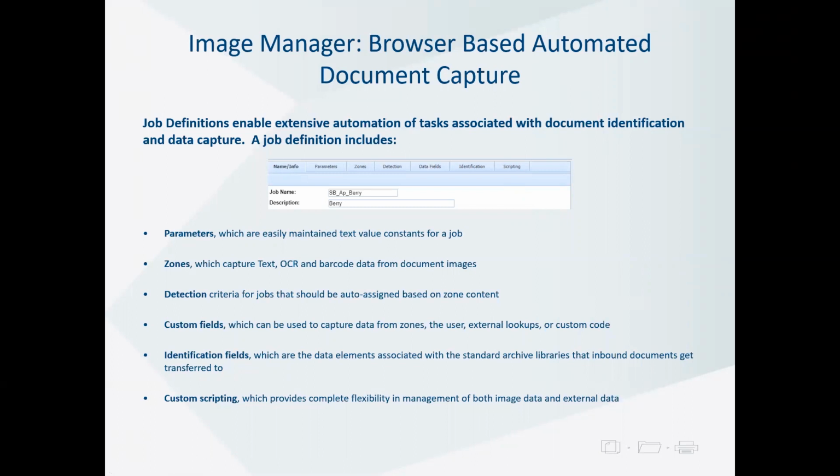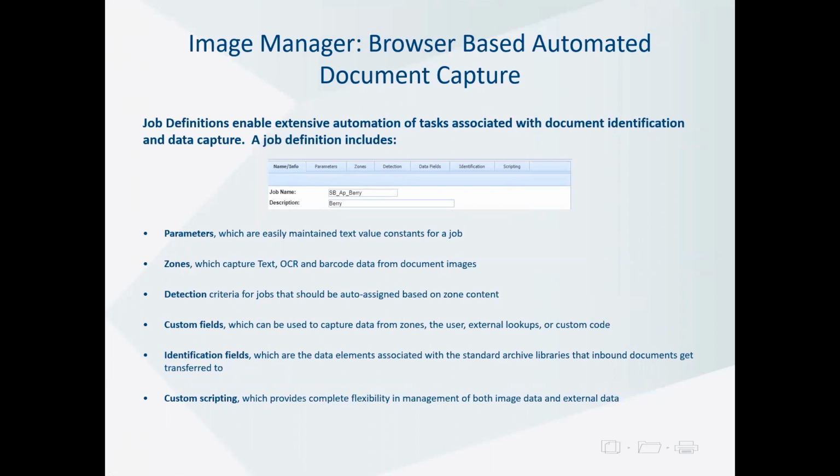You can create custom fields to capture additional data or to enter additional data. And that data could be entered by the user, or we can do lookups into other applications and pull data in from there. The identification fields define the information we're going to use to push that into the various UnForm archive libraries. And then the thing that really adds a tremendous amount of flexibility is, if you can't knock it out with all these, you can add custom scripting to the job definition as well.